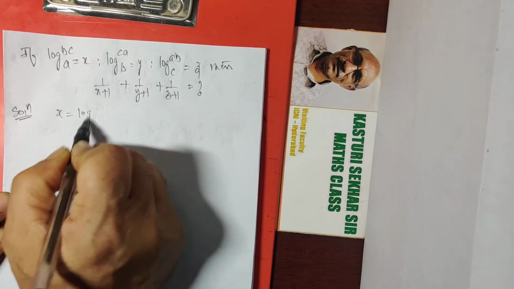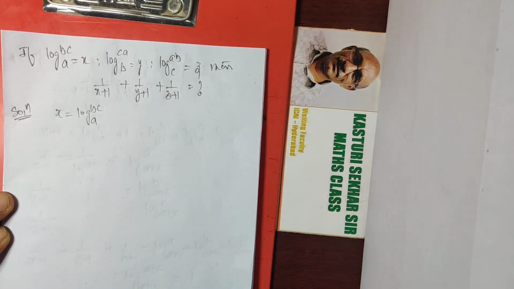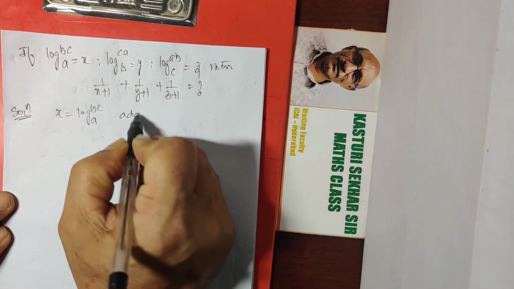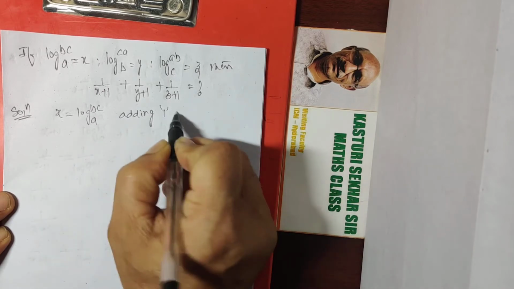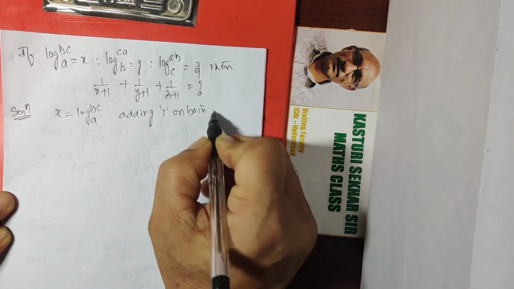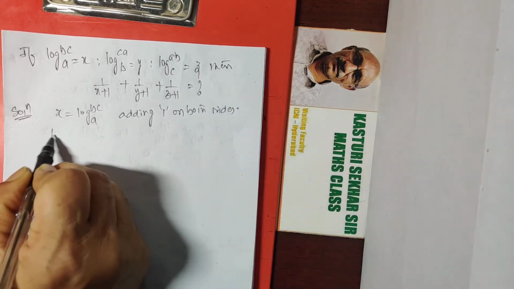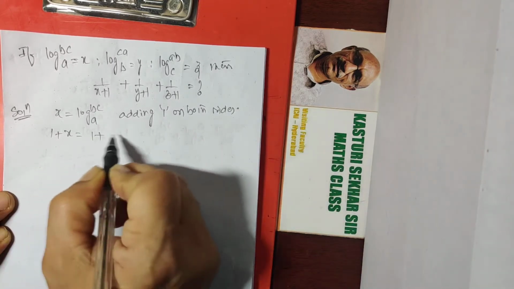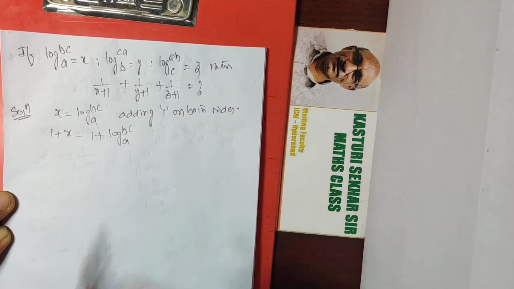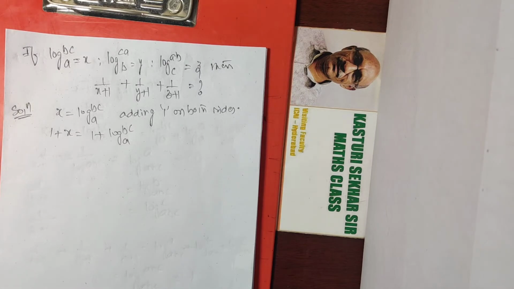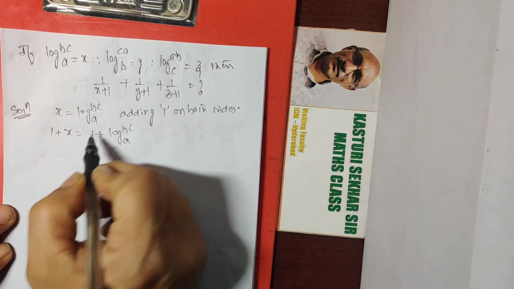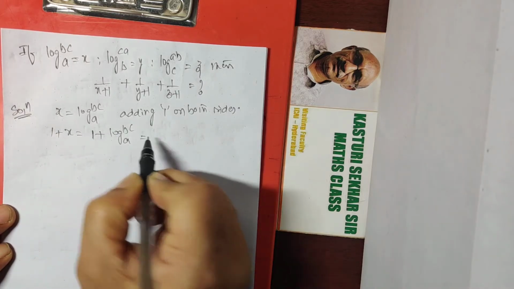Consider x is equal to log BC to the base A. Adding 1 on both sides, 1 plus x is equal to 1 plus log BC to the base A. Now 1 is a constant, sir. Let me write this 1 also in terms of log.